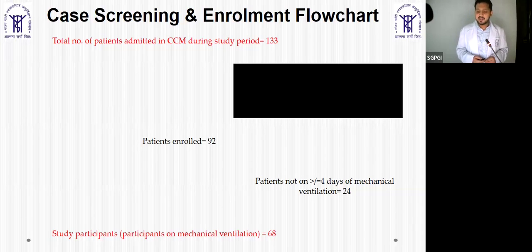This is a case screening and enrollment flowchart, wherein the total number of admitted patients in critical care medicine during the study period was 133, out of which 41 patients were excluded, as 31 patients were intubated outside hospital and 10 cases were less than 18 years. Out of the remaining 92, 24 patients were not on mechanical ventilation for 4 or more days. So a total of 68 patients were included.